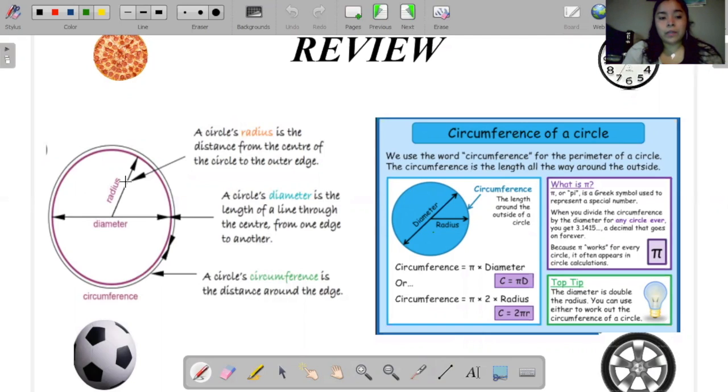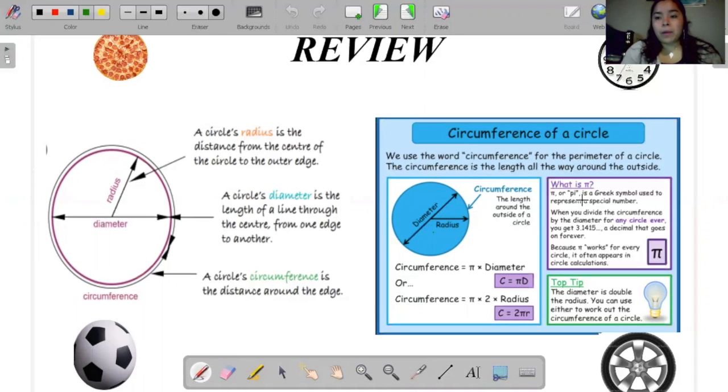We learned about the radius, which is a line segment that goes from the center to any point of the circle. We also have the diameter. The diameter is a line segment that goes across the circle through the center. And we learned about the circumference. The circumference is the distance around the circle.